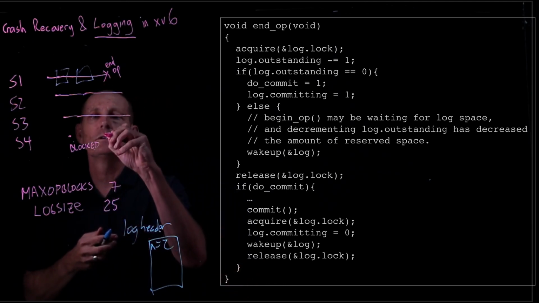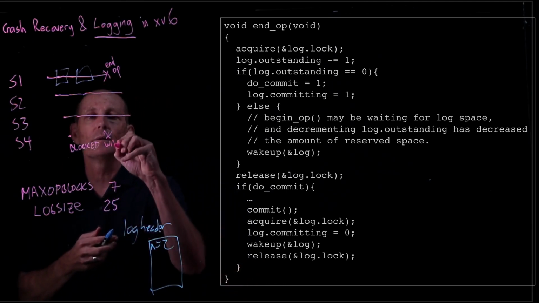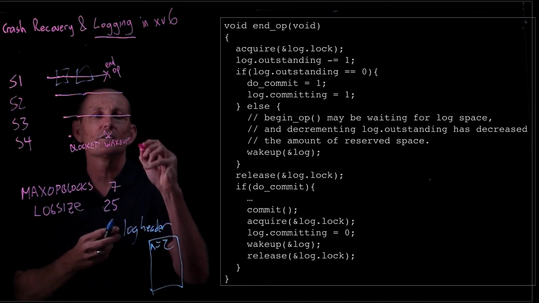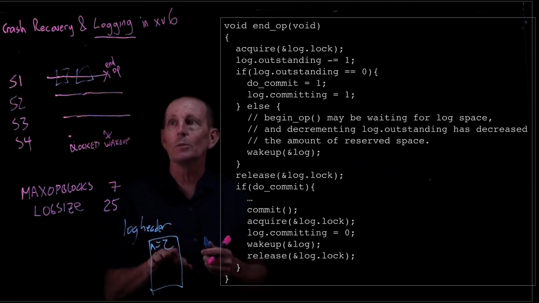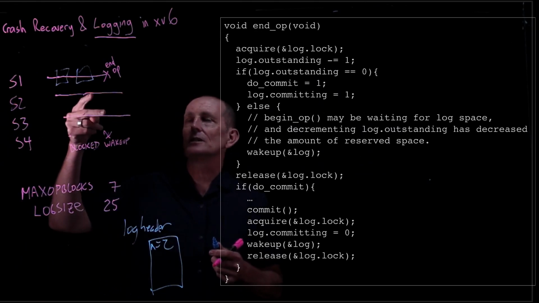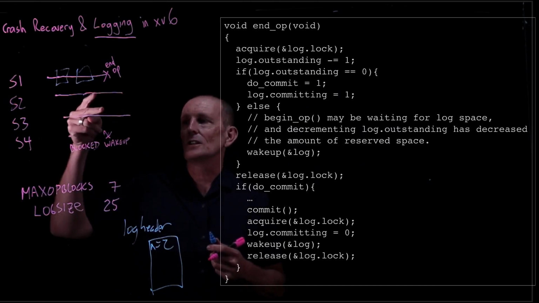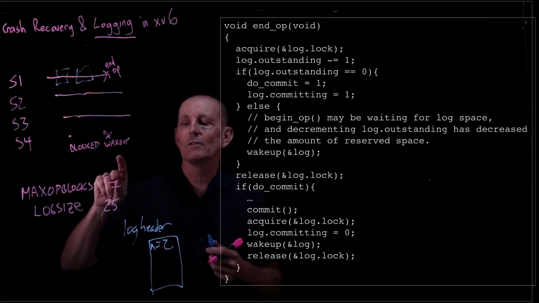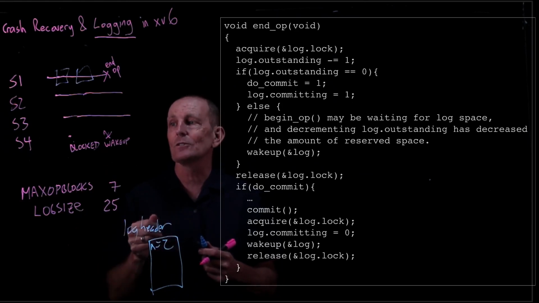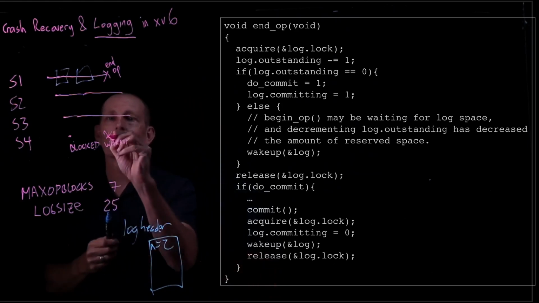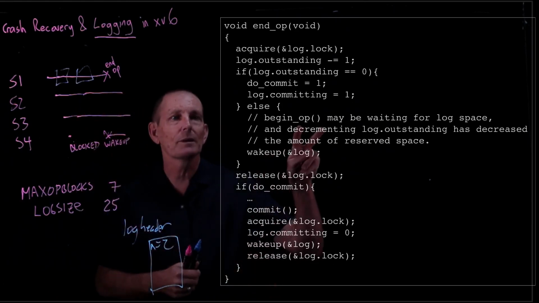So here, we wake up, and S4 then looks and it says, there are 2 blocks that have been written. There are 2 outstanding operations. If I were a third, 3 times 7 is 21, plus 2 is 23, that's less than 25. It can go ahead and continue. So that's why we have the wake up here.